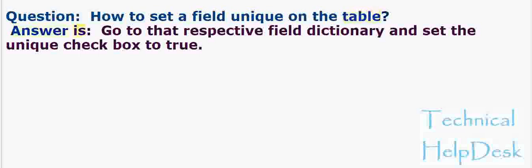Question: how to set a field unique on the table? Answer is: go to that respective field's dictionary and set the unique checkbox to true.